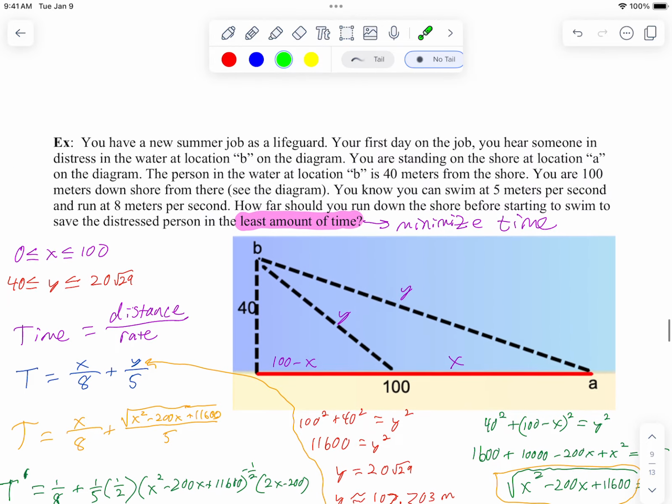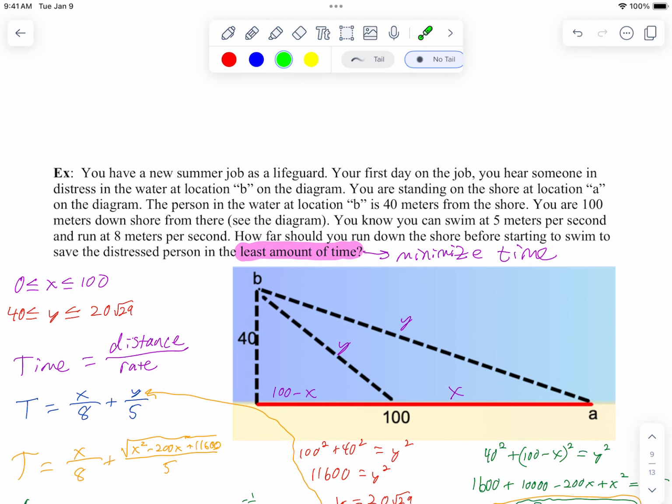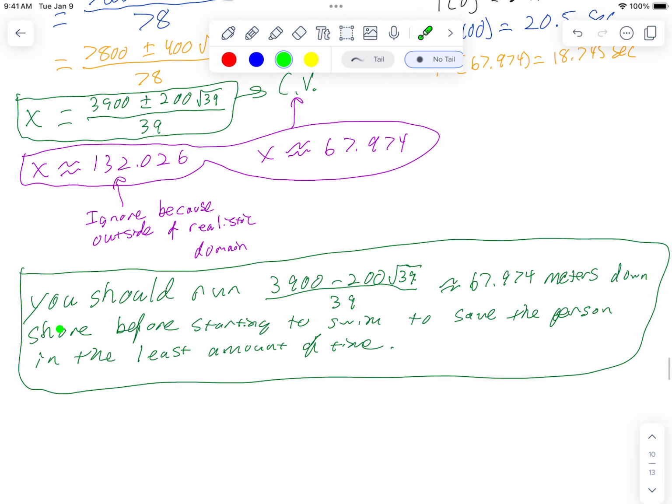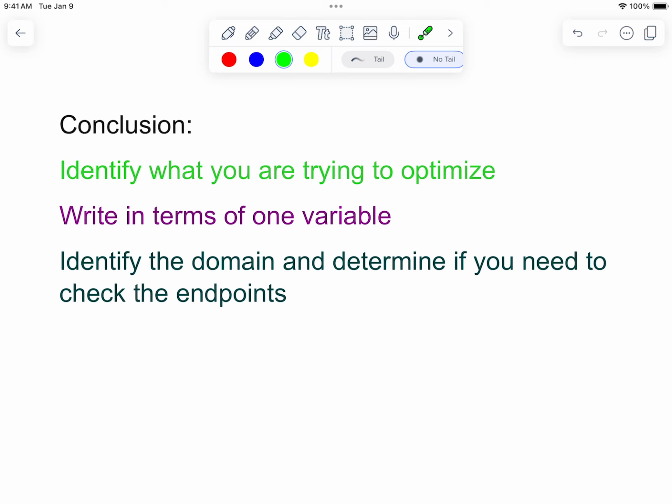Answer the question. The question is, how far should you run down the shore? So the question wants me to know what my x value is. So you should run 3,900 minus 200 root 39 over 39, which is approximately 67.974 meters, down the shore before starting to swim to save the person in the least amount of time. Whew! That was good. Man, got through that and didn't even pass out.